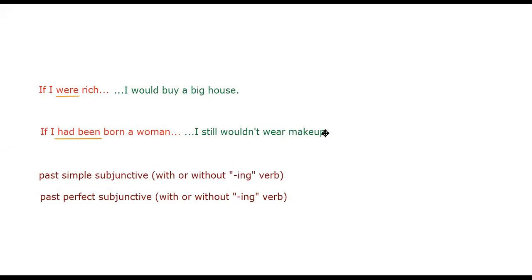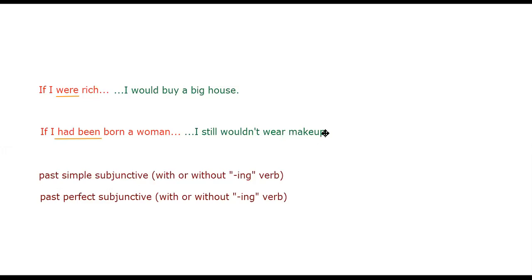So this is about imagination. In this case, we use the past subjunctive to talk about imaginary things that won't happen, but things that we would like to happen, things that we can imagine.